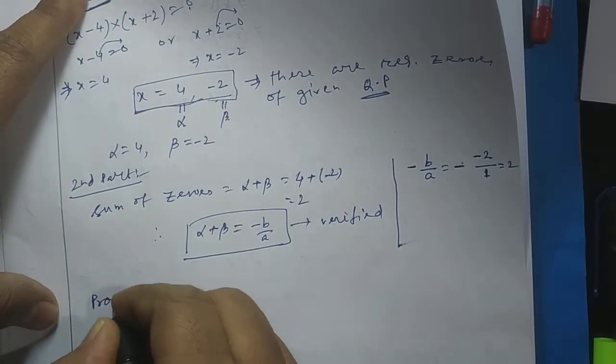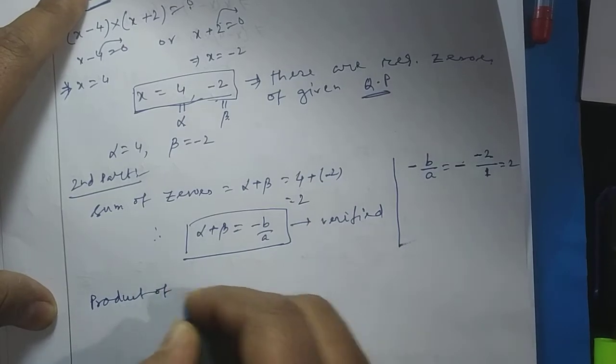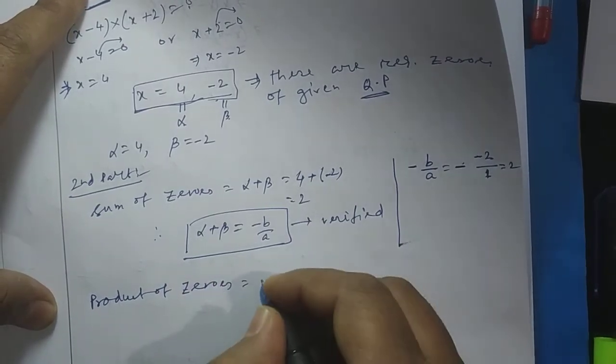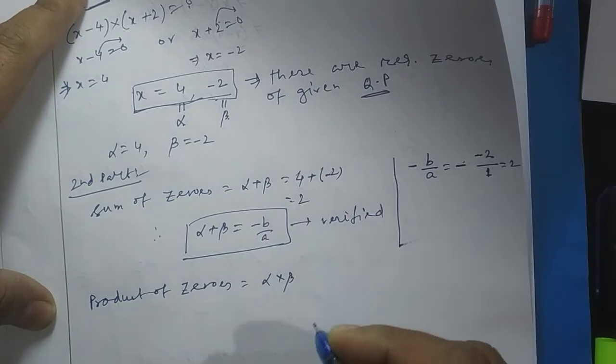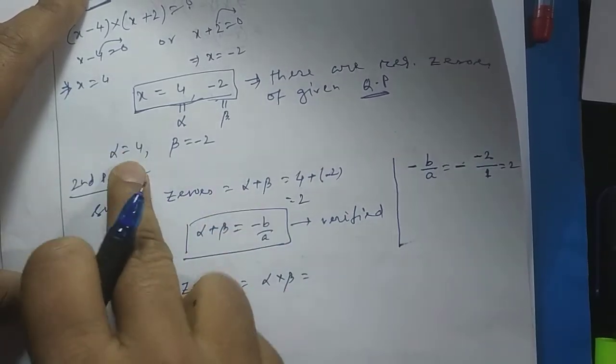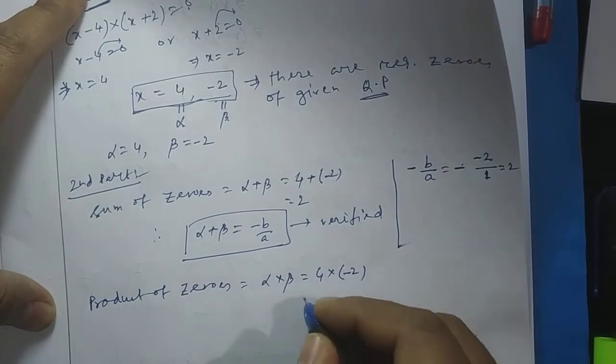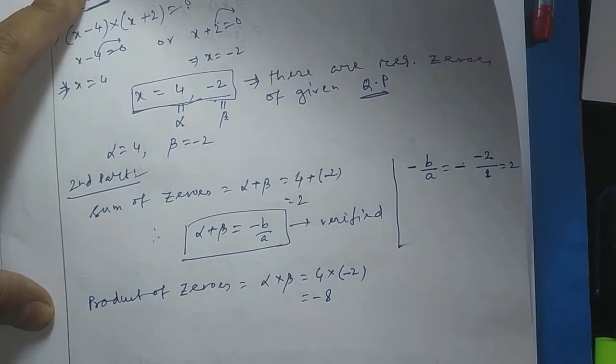Similarly, find the product of two zeros. Means you have to find alpha into beta. Alpha was 4 and beta was minus 2. 4 into minus 2, it will become minus 8. Correct?